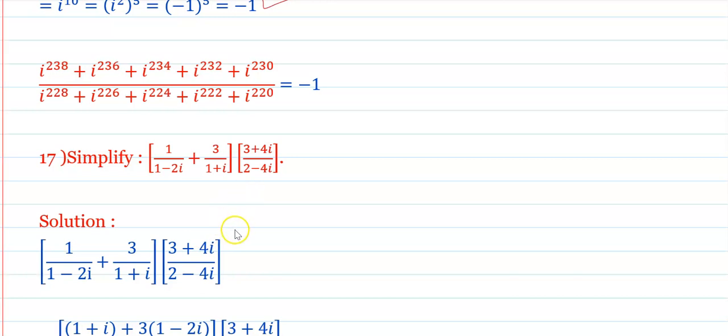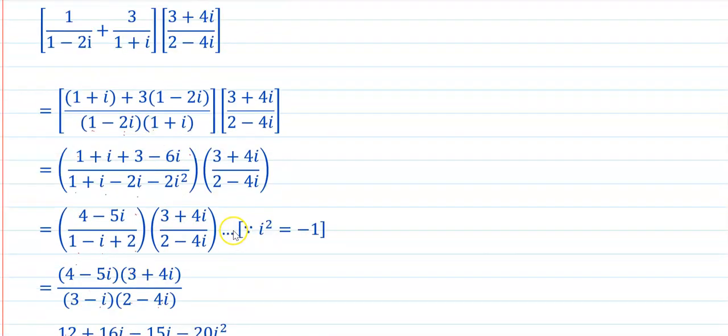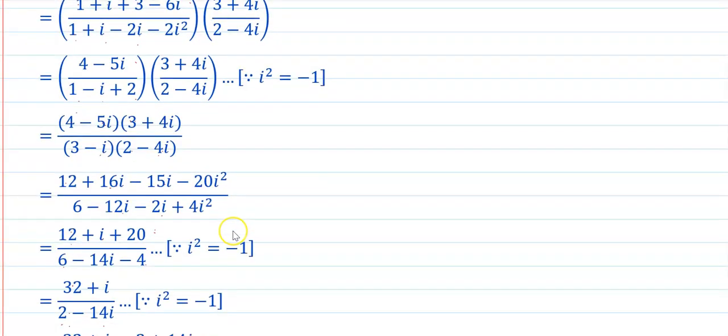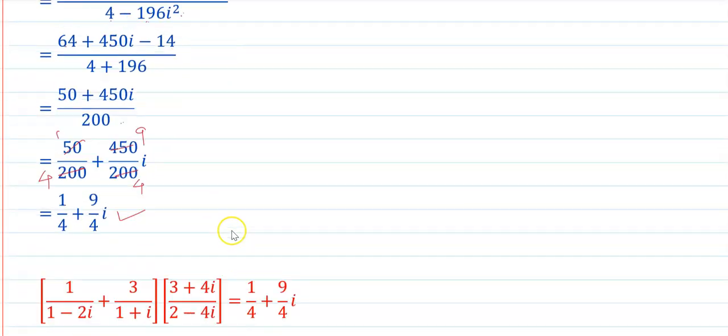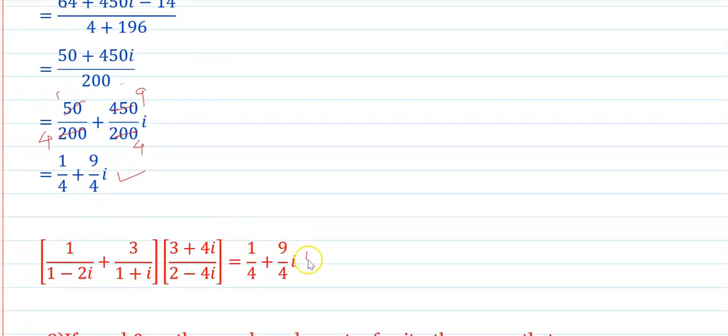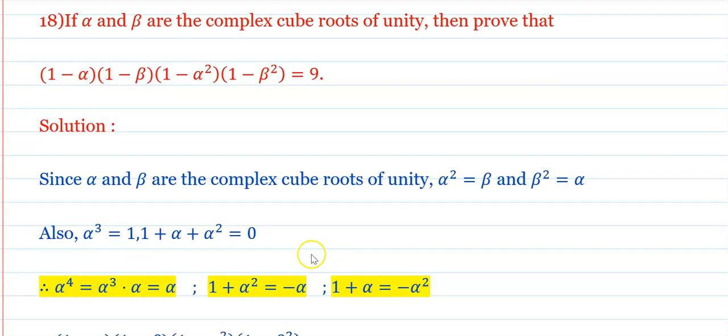And hence it is simplified in this way. With normal calculations, cross multiplication and bracket multiplication, multiplied with the conjugate, you will get the answer. Okay, now the next question.